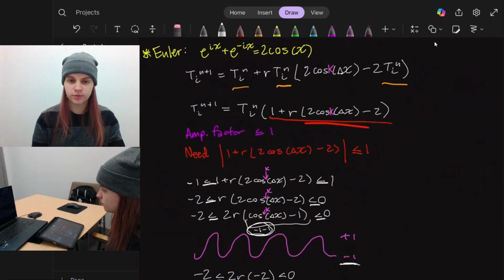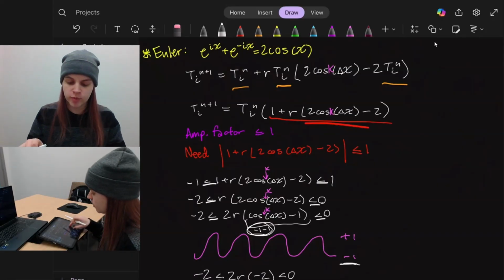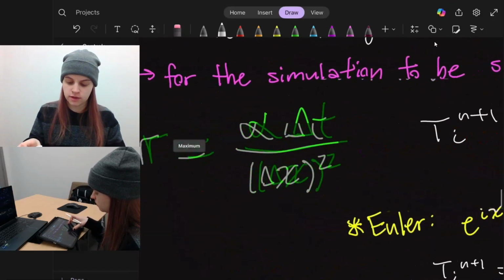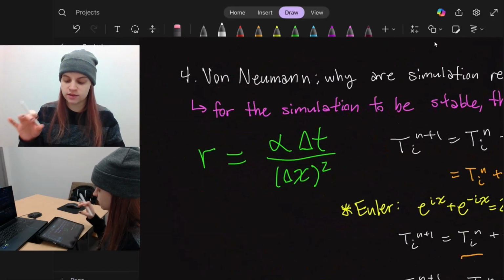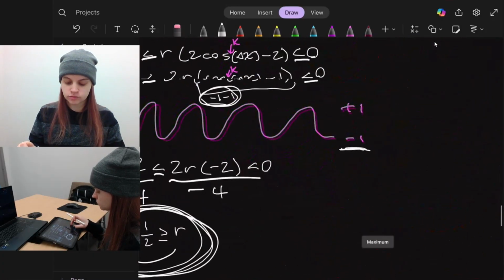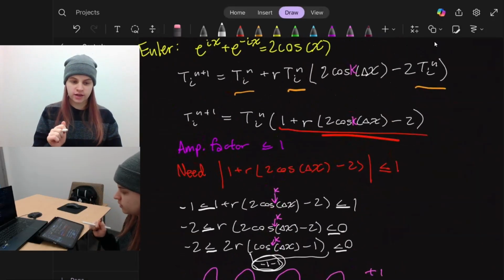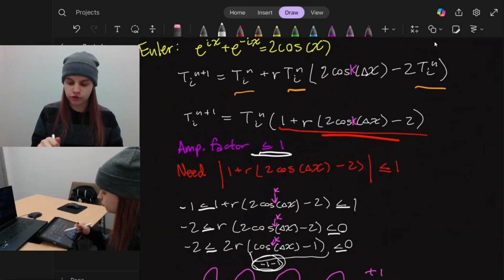To wrap that up, what I'm mainly trying to get across is that r is the thermal diffusivity times the time step divided by the spatial step squared. When that's greater than 0.5, the amplification factor condition is not true anymore.